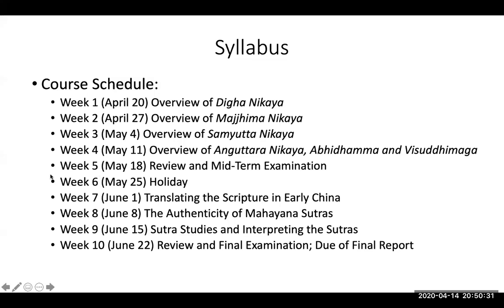After midterm, the rest of the term will be the second half of this course. During that time, you will study this course with the text Buddhist Sutra written by Kogen Mizuno.